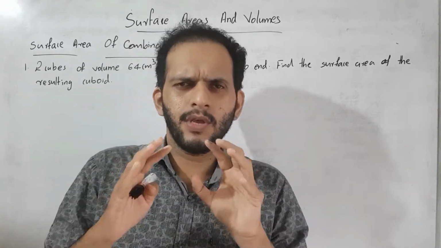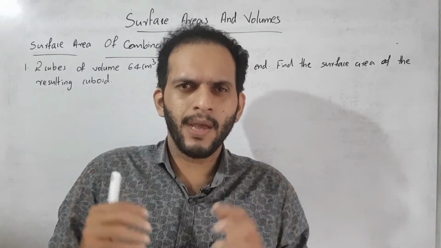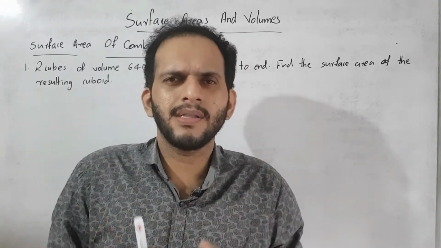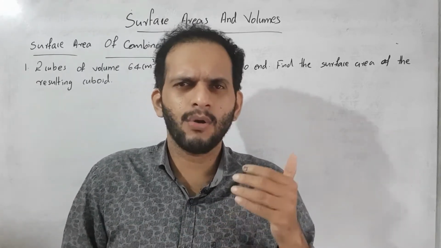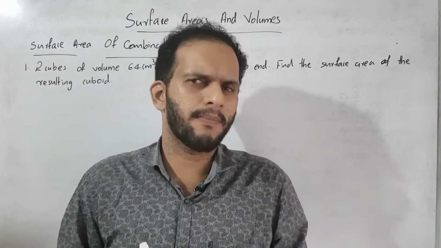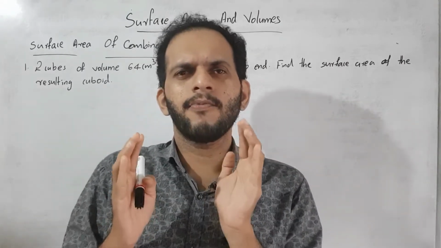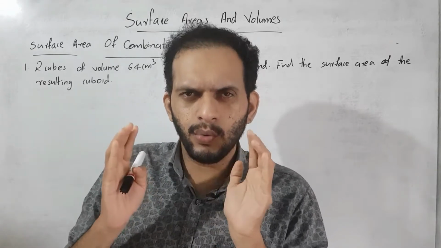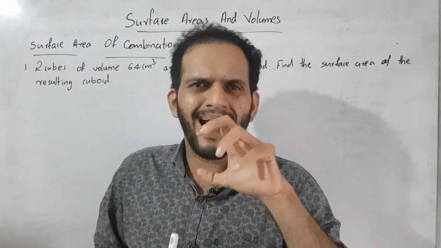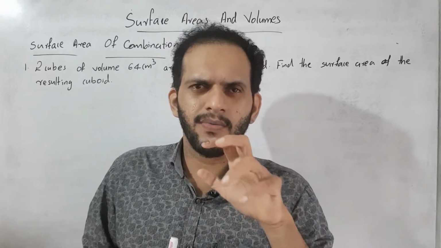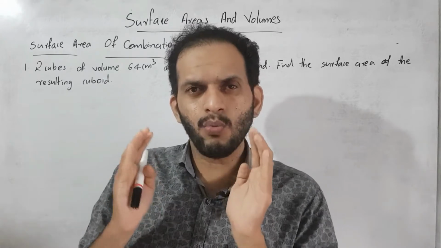Then here we join two or more solid shapes to form a new one. Then how to find the surface area? Surface area means the total surface area of the new solid shape. It's very easy. Most commonly, the total surface area of the new shape is the sum of the CSA, curved surface area, or lateral surface area of the figures that we use there.